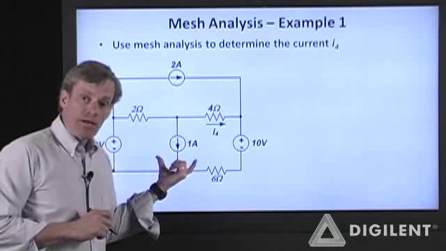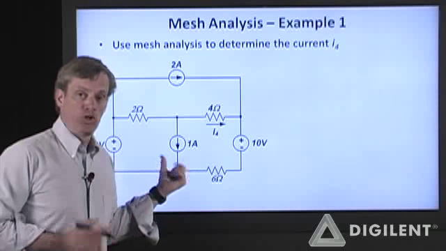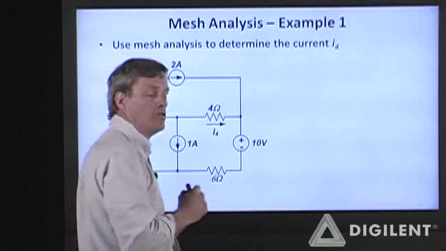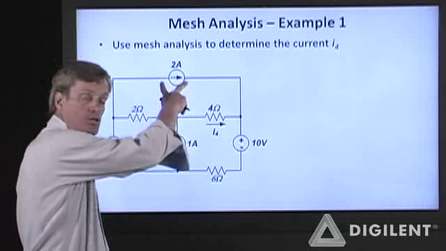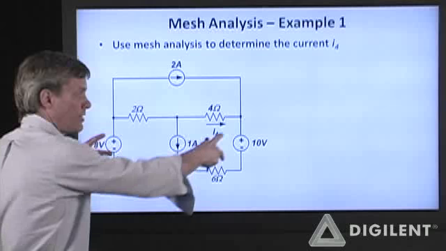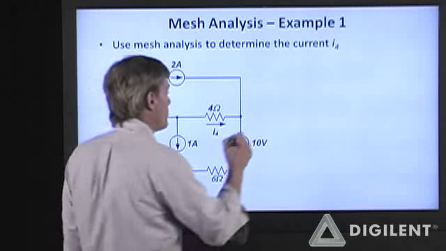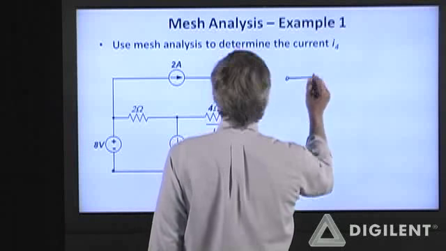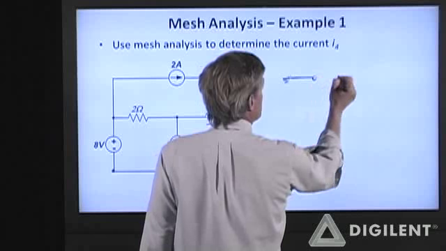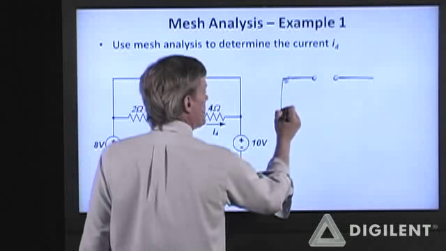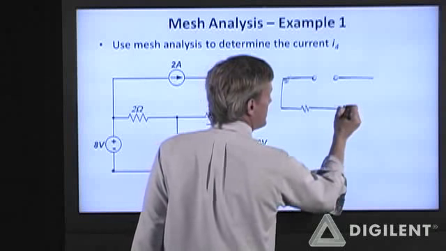So the first thing I want to do here is identify my mesh loops. To do that, I'll kill my sources. That means I open circuit current sources and I short circuit voltage sources. So this circuit, the 2 amp current source, becomes an open circuit. The resistors here do not change.